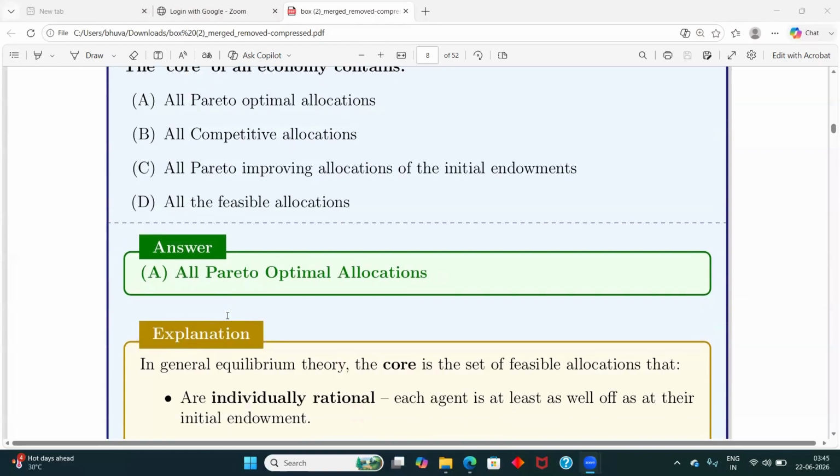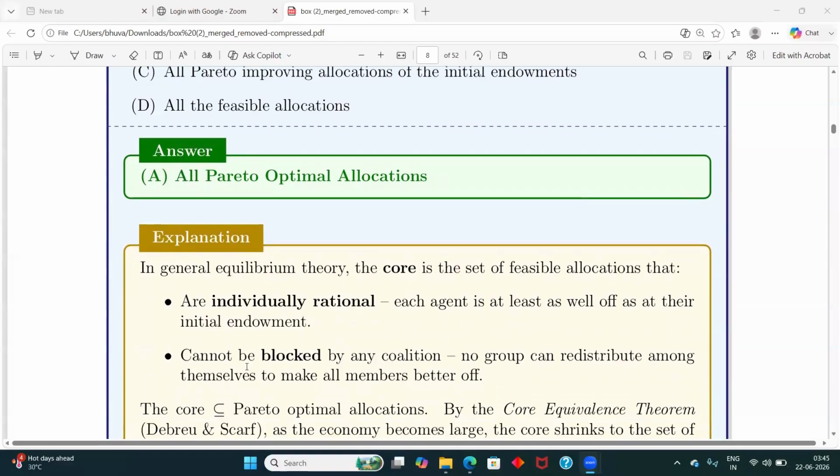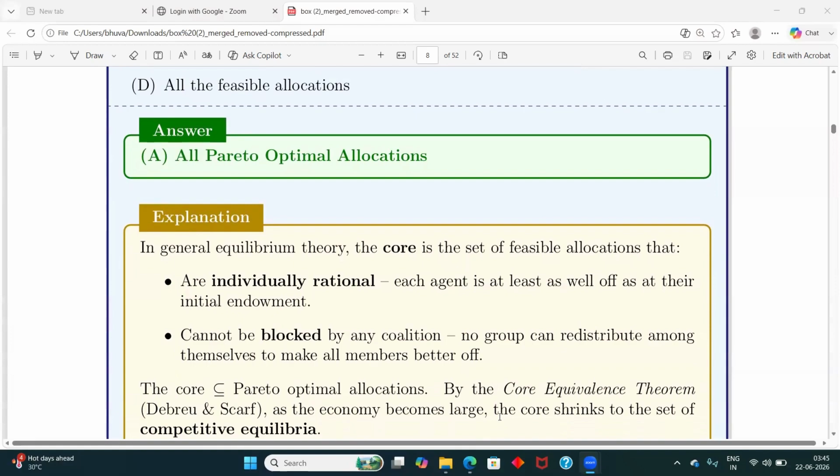The explanation: the core is the set of feasible allocations that are individually rational. Each agent is at least as well off as at their initial endowment, and it cannot be blocked by any coalition. No group can redistribute among themselves to make all members better off. So the core is a subset of Pareto optimal allocations by the core equivalence theorem. This theorem is given by Debreu and Scarf.